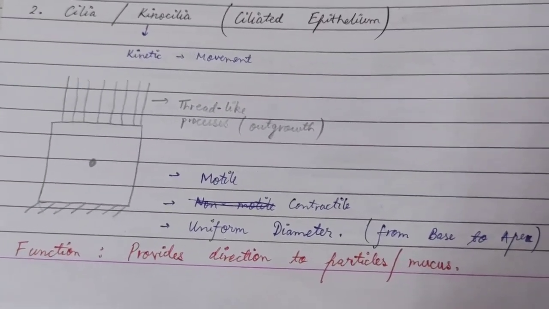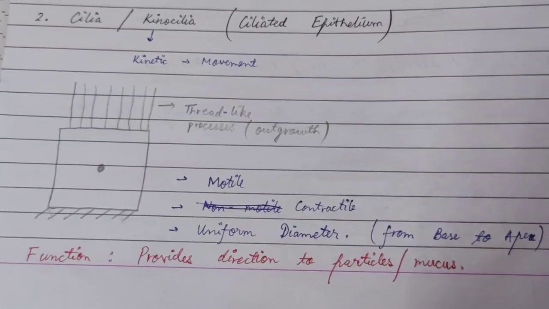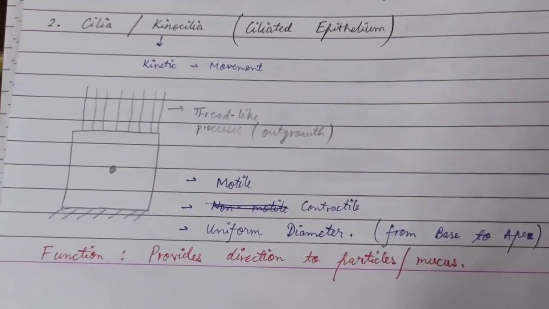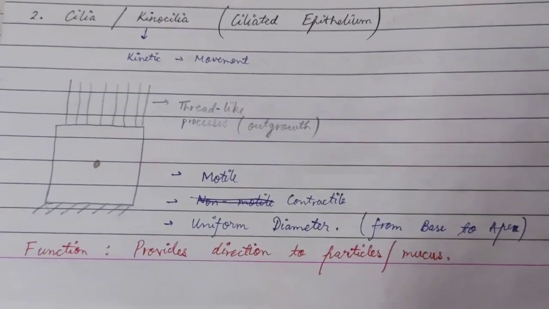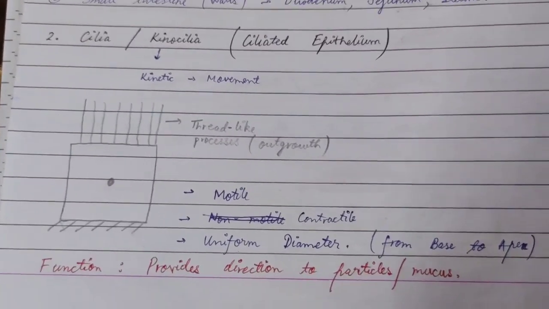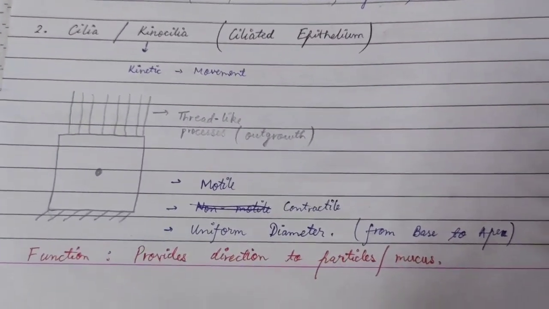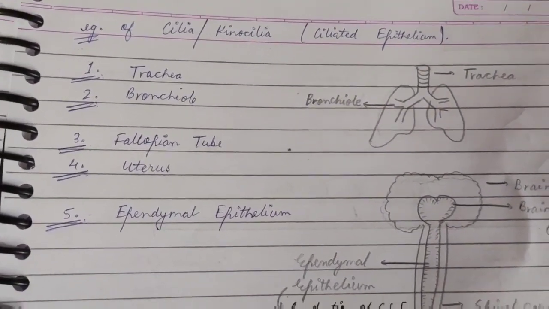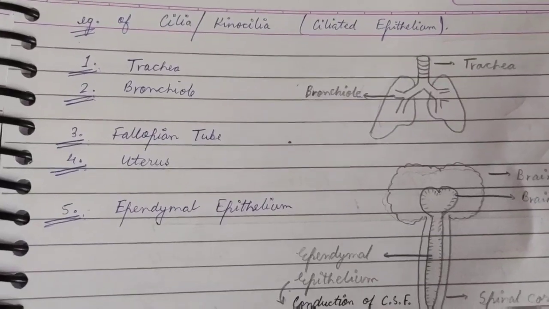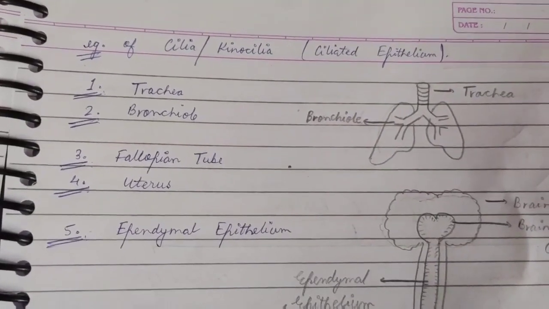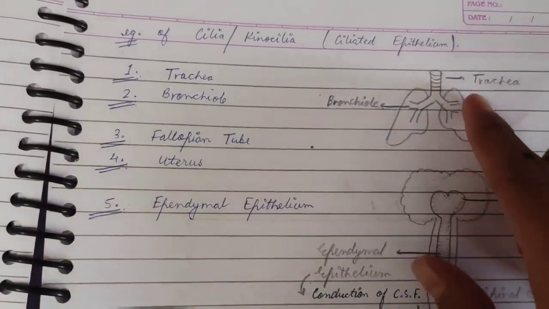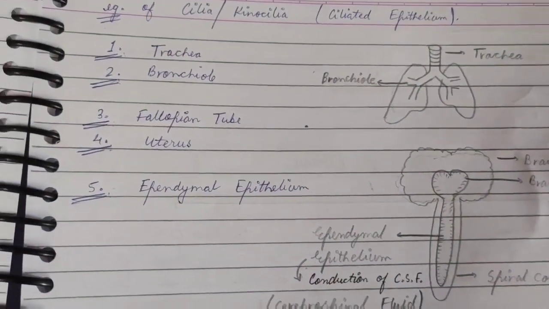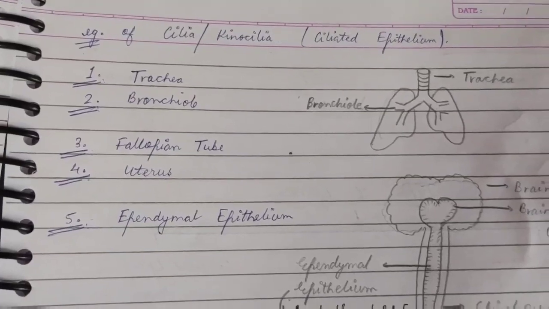Cilia have thread-like processes or outgrowths. They are motile, contractile, and have a uniform diameter. Their function is to provide direction to particles. Now let us see the examples so that you will understand better. Examples of kinocilia or ciliated epithelium can be found in the trachea and bronchioles. See the diagram here. It helps to provide direction to air and move it inside the lungs.